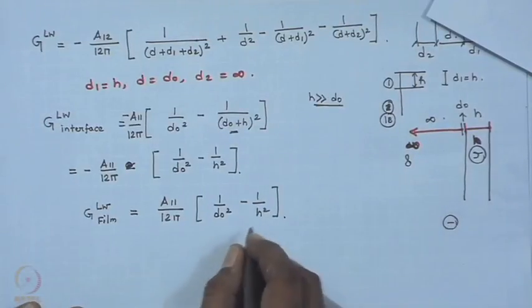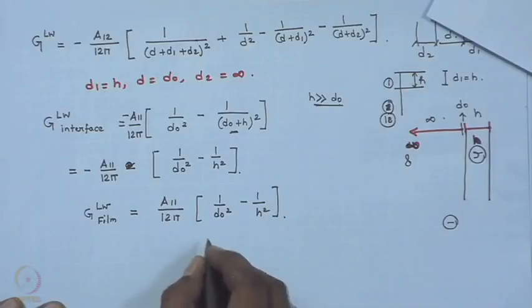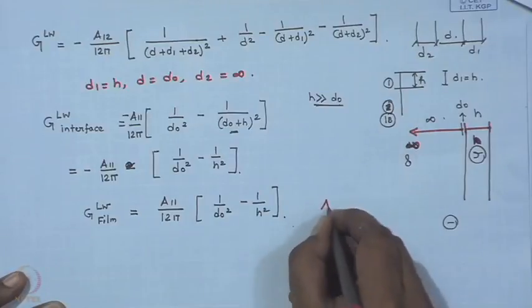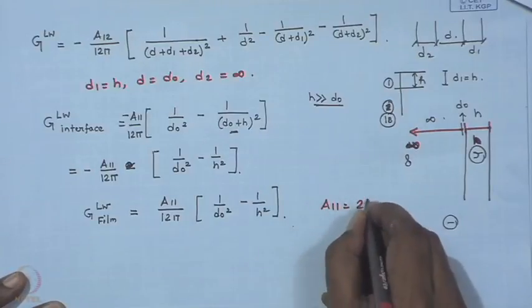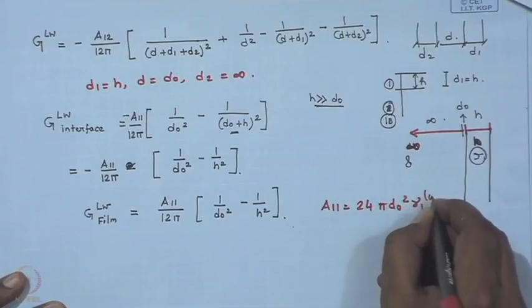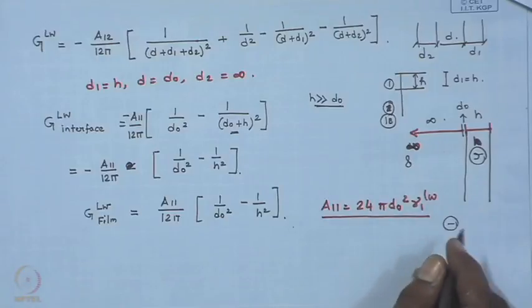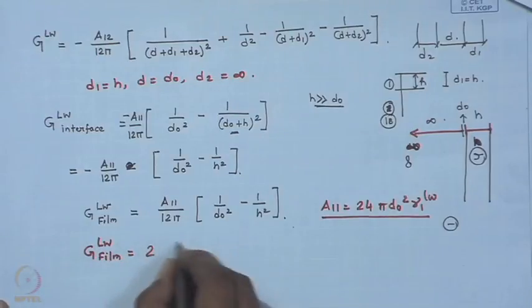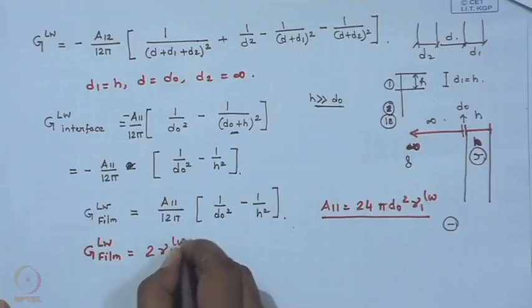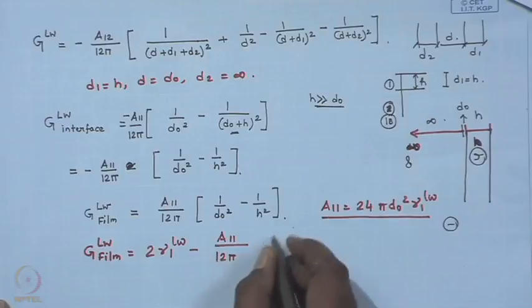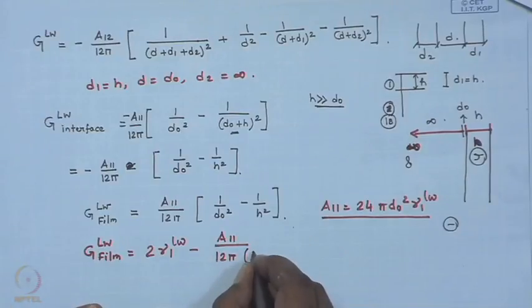And now, we also have A11. In one of our previous slides, we have found out that A11 turns out to be equal to 24 pi d 0 square gamma 1 LW. Okay. So, if we substitute that, we get the GLW of the film to be equal to 2 gamma 1 LW minus A11 divided by 12 pi into h square.